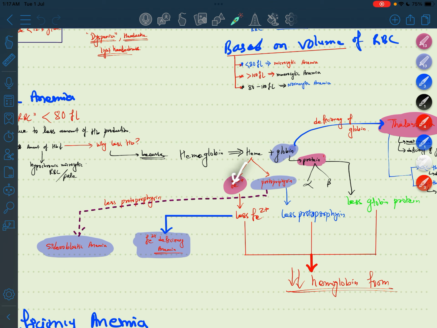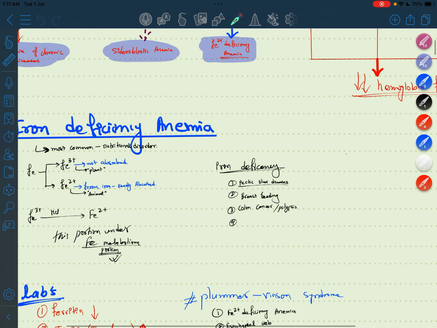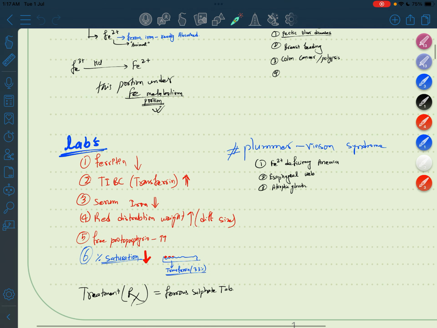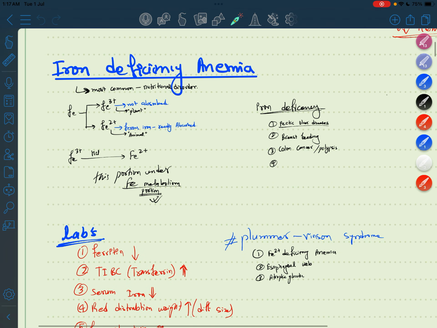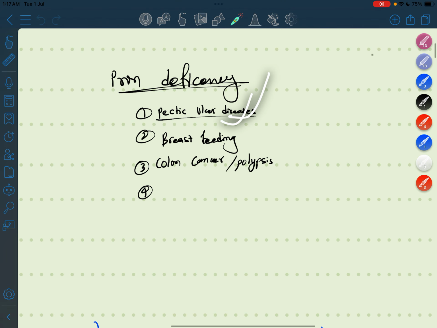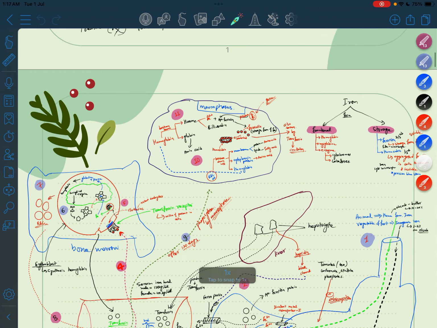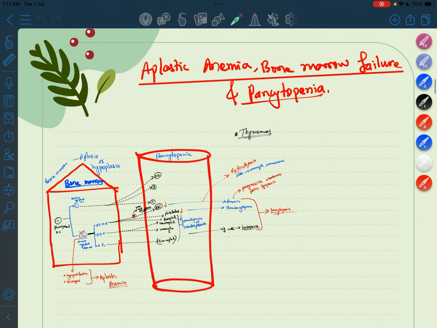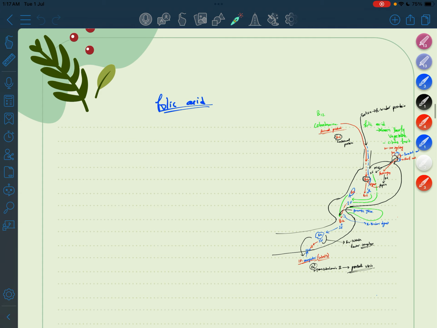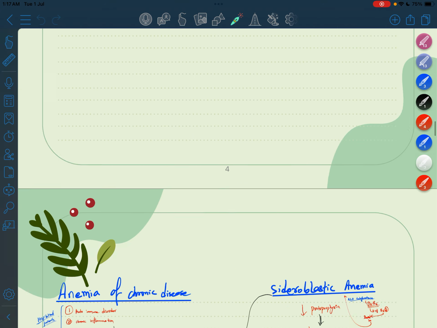If there is a decrease in the iron, it is known as iron deficiency anemia. If there is a decrease in the protoporphyrin, it is known as sideroblastic anemia. And where there is a decrease of alpha and beta, we have discussed. After iron deficiency anemia, we also discussed the laboratory findings and pathologic syndrome. Regarding iron deficiency, causes include peptic ulcer disease, breast disease, breastfeeding, and colon cancer polyposis. After that, we also discussed folic acid.